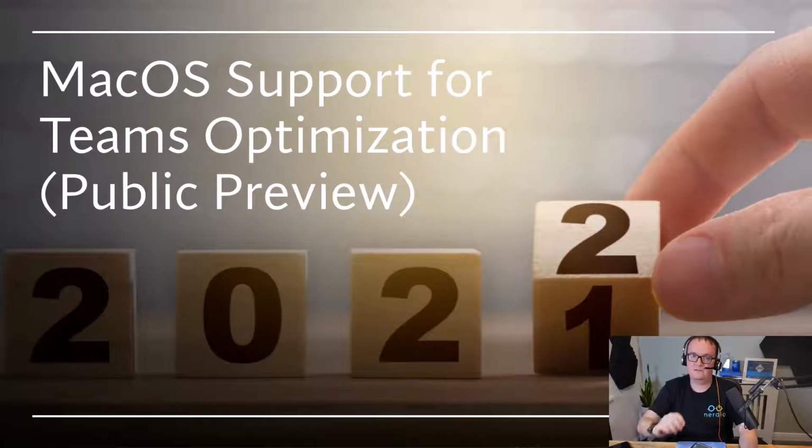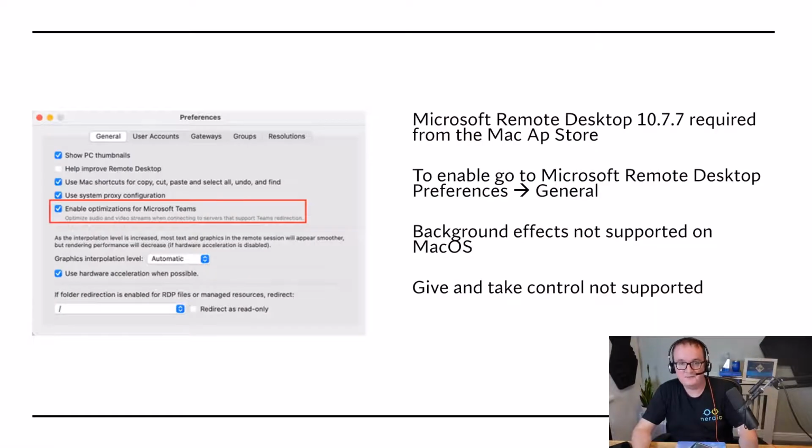macOS support. Obviously there are quite a few Mac users out there. Previously they didn't have the Teams optimization, but now that's in public preview, and it's just a tick box in the settings. You need the minimum version of the Remote Desktop client for the Mac, which is 10.7.7. Obviously it's probably a later one by now. Then you just enable it, go into the preferences, general, then tick that box, and then hopefully you'll get a much better user experience. Background effects is not supported yet. Hopefully it will be in the future, and the same for give and take control as well.